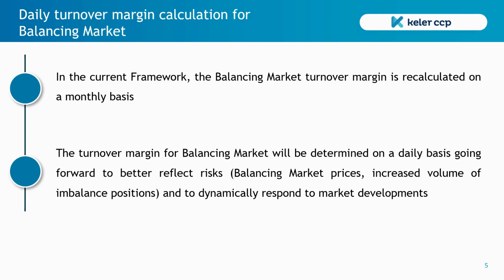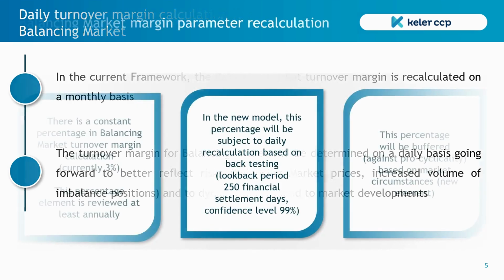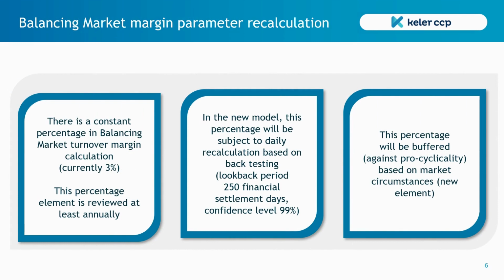It is because it will be a better way to reflect the risks and also to dynamically respond to market developments. So instead of the monthly recalculation of the trading turnover margins, it will be executed daily. The turnover margin requirement will be executed daily, and it has to be met within the due time set by KELER CCP. The second change related to the balancing market turnover margin is the margin parameters recalculation.